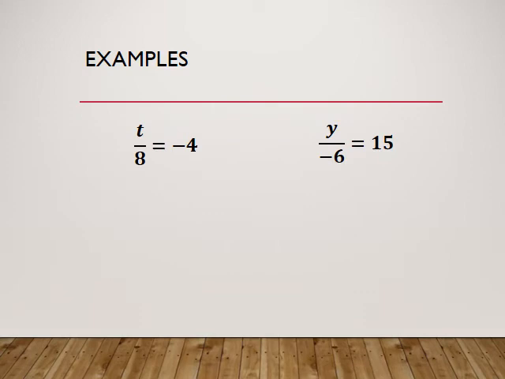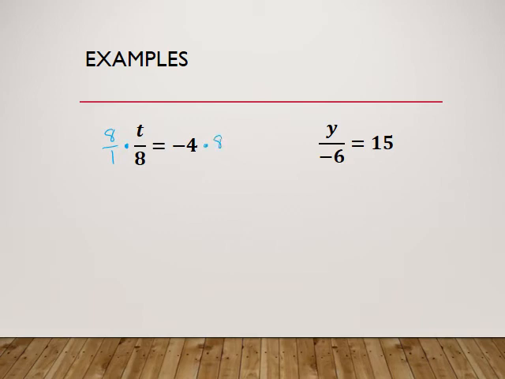Let's look at these examples. T divided by 8 equals negative 4. Well, if I'm dividing by 8, then the opposite is to actually multiply. Or you could look at this as a fraction, and if I want to make it an 8 on bottom, I need an 8 on top. So I could actually multiply by 8 over 1.